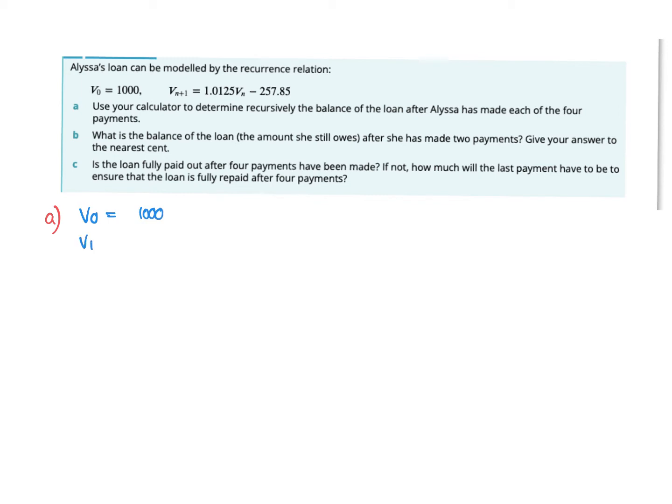So V1 would be 1.0125 times 1,000 minus 257.85, and you'll get an answer. And then we're going to say V2 is 1.0125 times that answer. So I better work that out.